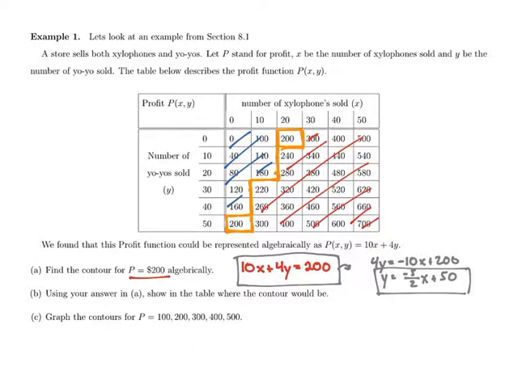All right, now let's graph the contours for P equals 100, 200, 300, 400, and 500. And again, these are all going to be the lines 10x plus 4y equals 100. We're going to set it equal to 200, which we already did, 300, 400, 500. And I urge you to maybe stop the video and try this on your own to graph these contours before we look at the result on the next page.